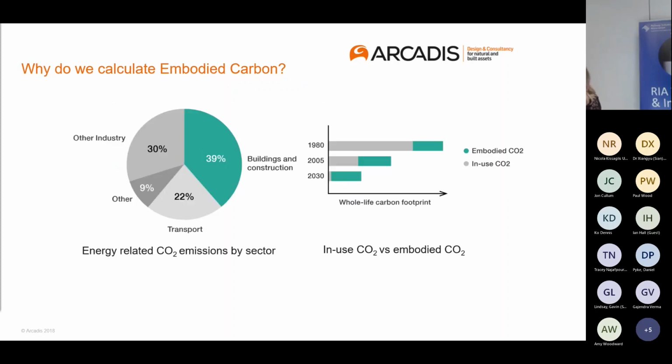So why do we need to calculate it? As you can see from the pie chart on the screen, the construction industry alone is responsible for 39% of energy-related carbon dioxide emissions. And the second graph shows the breakdown of the whole life carbon footprints into embodied carbon and in-use CO2. As an industry, we're getting much better at reducing in-use CO2, but as you can see from the graph, the majority of carbon footprints are now made up from embodied carbon within the asset. And the prediction for the year 2030 is still following this trend.